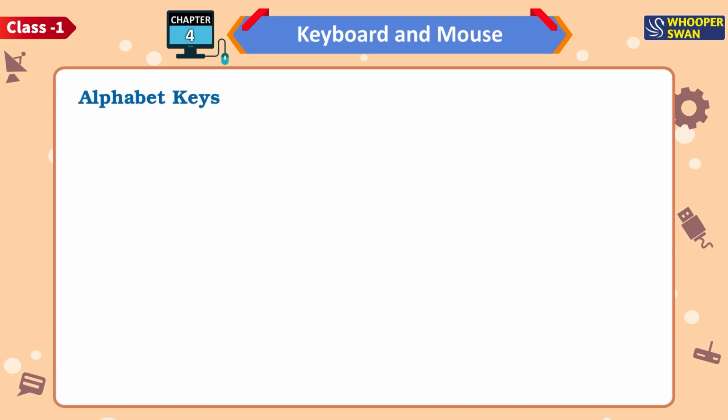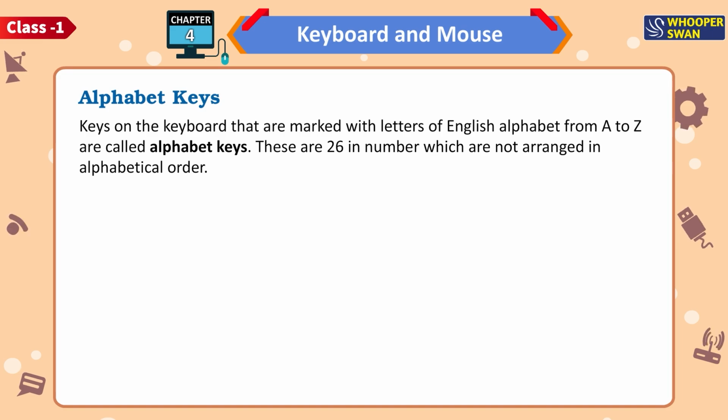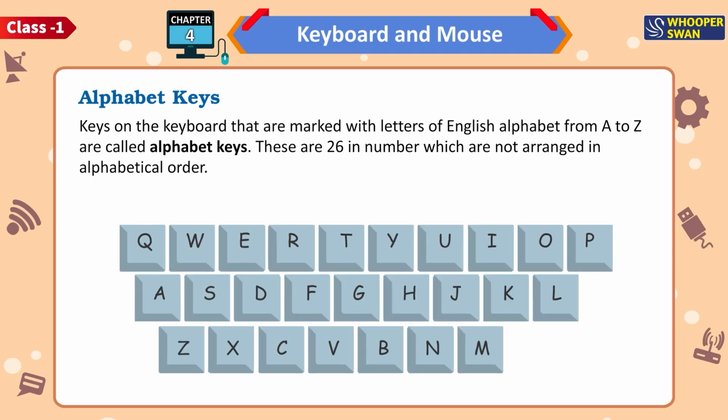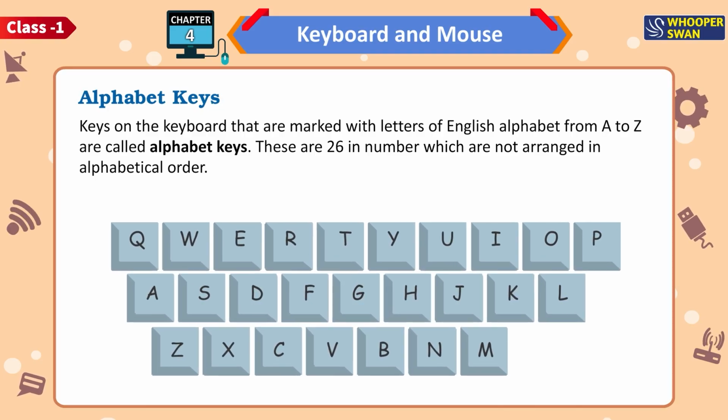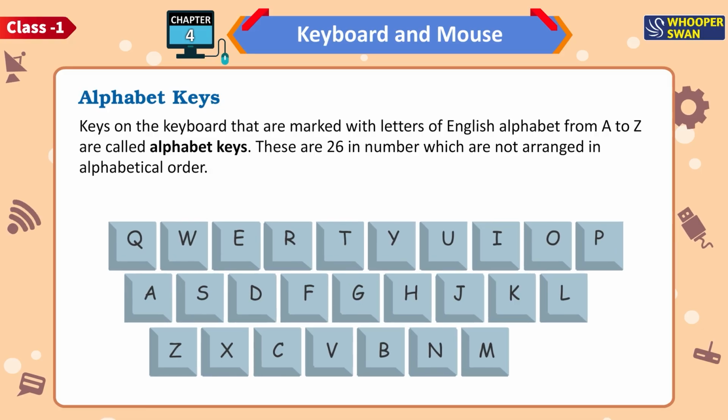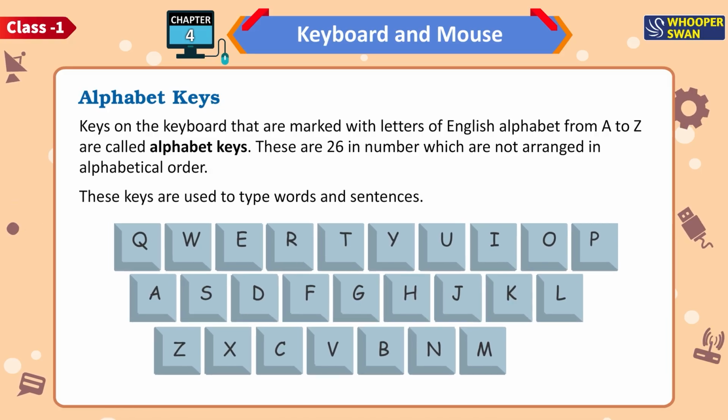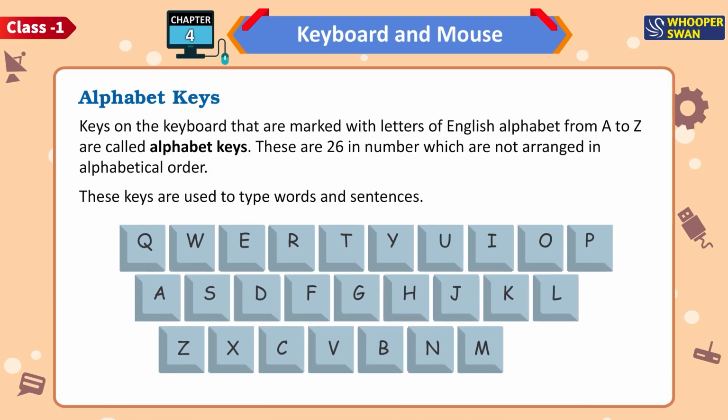Alphabet keys. Keys on the keyboard that are marked with letters of the English alphabet from A to Z are called alphabet keys. These are 26 in number, which are not arranged in alphabetical order. These keys are used to type words and sentences.